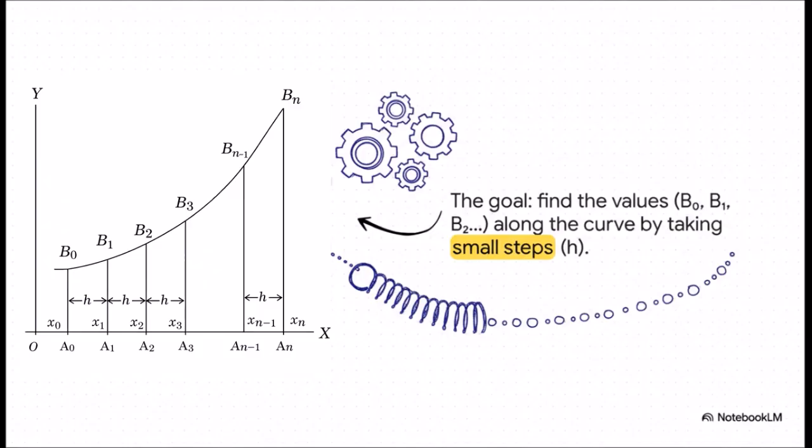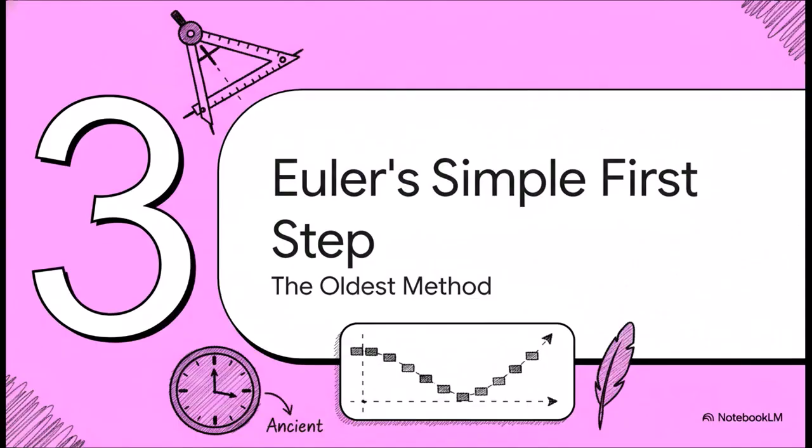And this visualizes the strategy perfectly. We start at a point we know, B0. From there, we take a small, calculated step forward, a distance we call h, to find our next point, B1. Then we just repeat the process from B1 to find B2, and so on and so on. By stringing all these points together, we start to build an approximation of the real curve, one tiny step at a time. So the big question is, how do we actually calculate where that next point should be?